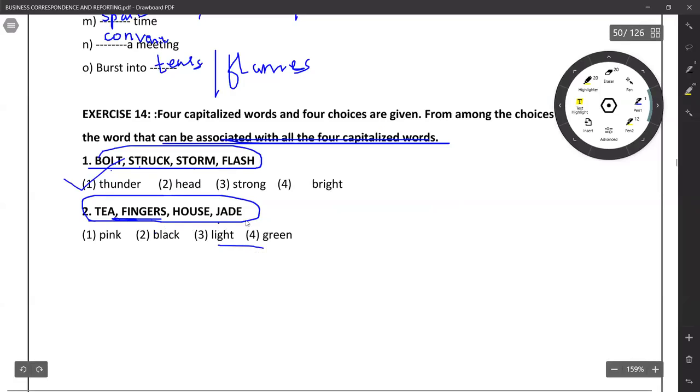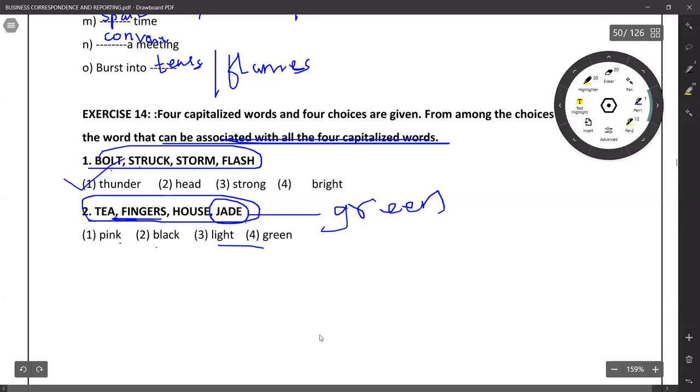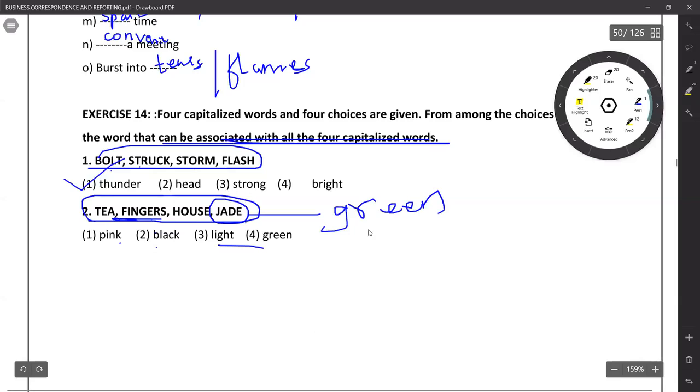The main thing is jade is a stone, like your emerald, diamond, which is green in color. So I have to use green itself because jade cannot be pink. Jade cannot be black. Like for example, emerald green. You don't say emerald pink. So jade is always green. What are green fingers? Think guys, it's an idiom. If I say you have green fingers, it means you're very good at gardening. That is the meaning of green fingers.